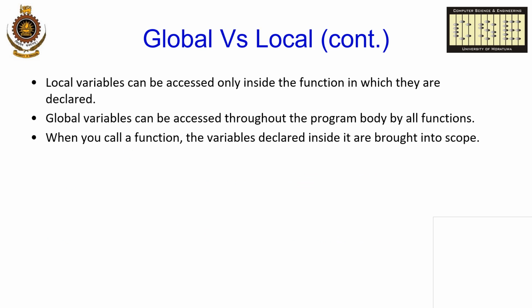To summarize what we have learned so far about global and local scopes: local variables can be accessed only inside the function in which they are declared. That's why they're said to have a local scope. Global variables, on the other hand, can be accessed throughout the program, by all functions. You can access them from anywhere in the program. When you call a function, the variables declared inside it are brought into scope.